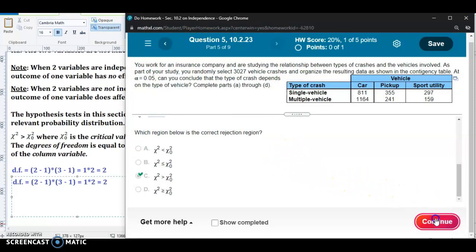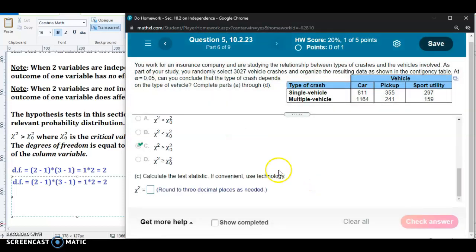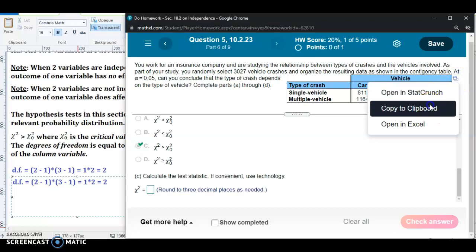And let's click continue to go on to the next part of the question, which is part C. Part C says to calculate the test statistic. Remember, the test statistic always involves the data that you're given in the problem. So we've got to go ahead and copy the table into StatCrunch.